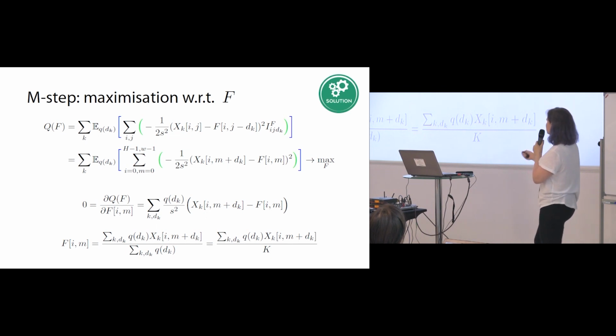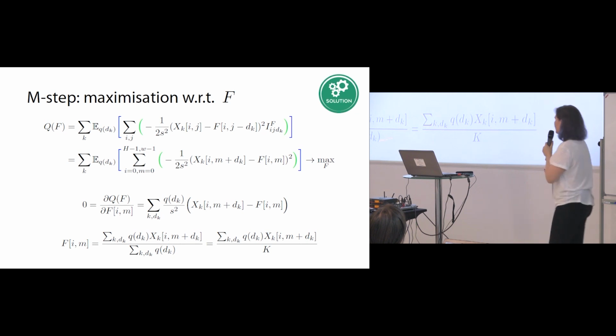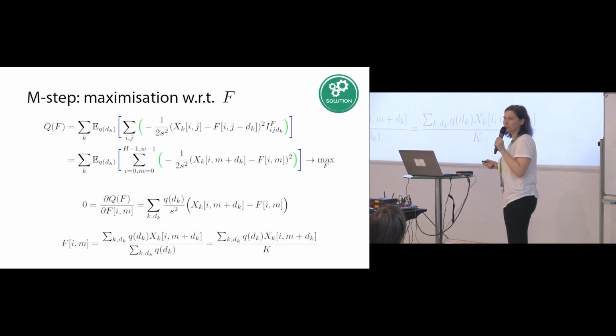It's equal to this. And from this formula, we see that F_im is equal to this fraction. And if we sum up this denominator, we see that the sum of q of dk with respect to dk is equal to 1. And we have a sum over k of 1s. So we have K, the number of images. Okay?